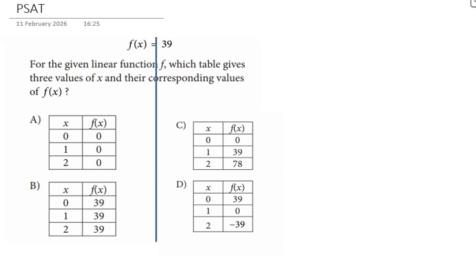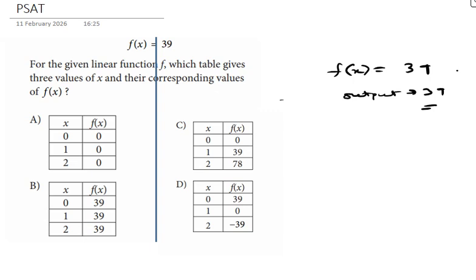We are given f(x) is equal to 39 and this is very important. There is no x in the expression. It simply says for every value of x the function equals 39. Now understand the type of function. If f(x) is equal to 39, then that means the output is always 39. So it does not matter what x is.